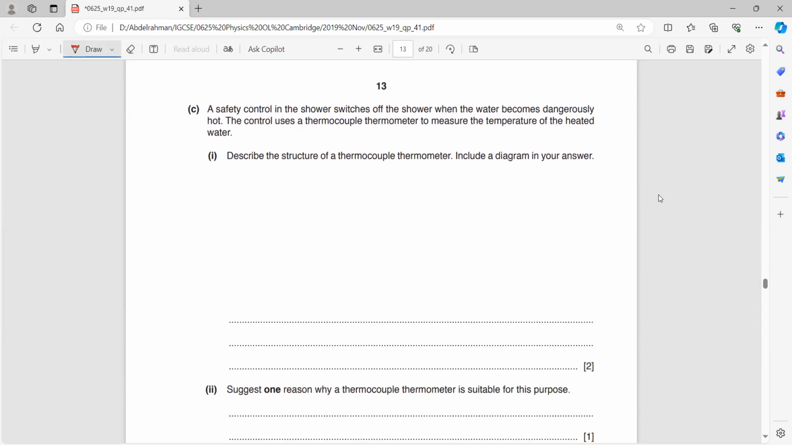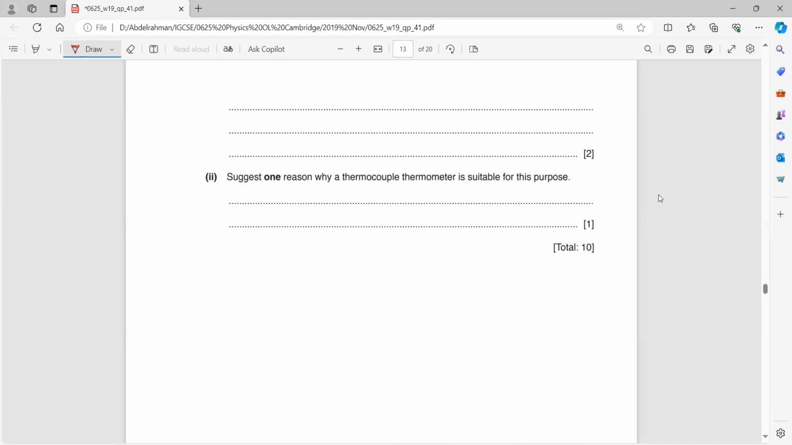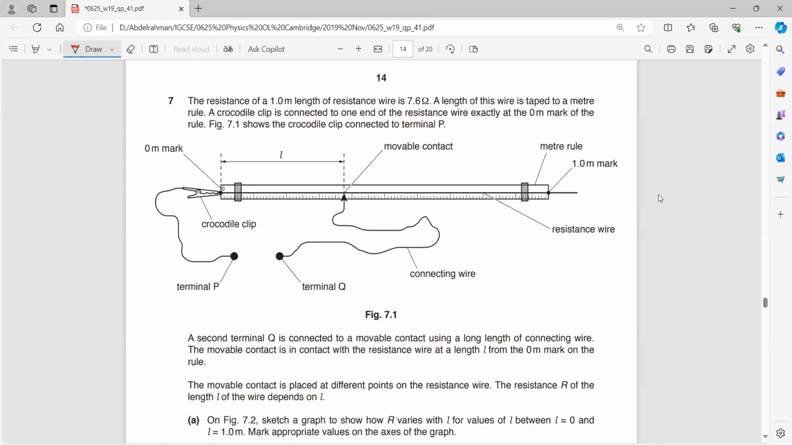This question is cancelled. The thermocouple, we're not required to know it. We're not required to know why it is better than the normal thermometer. Nice, cancelled. Okay, now question 7.